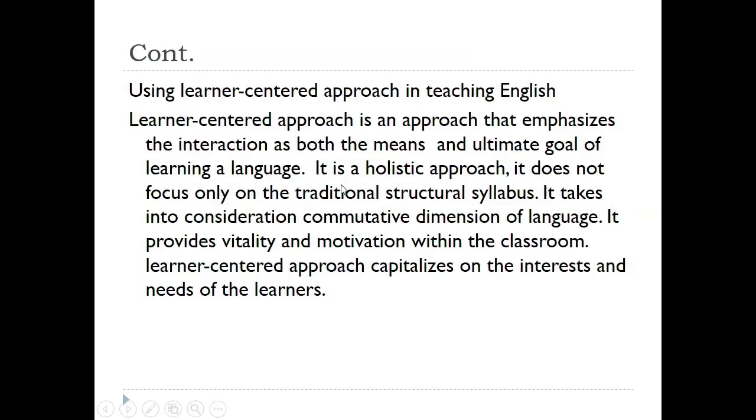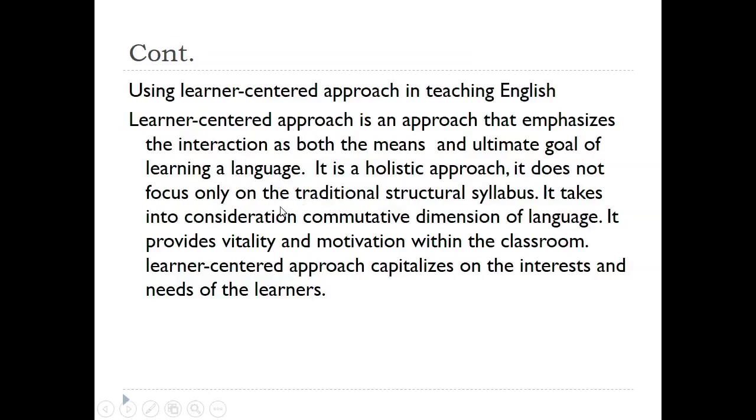Using learner-centered approach in teaching English. We are all aware of learner-centered approach. This is the approach that we are using in Namibian schools, where learners have more say, more role to play in a lesson. Now, how can we use learner-centered approach in our English lesson?